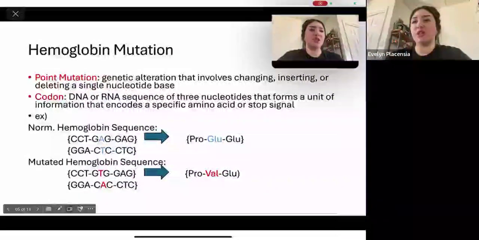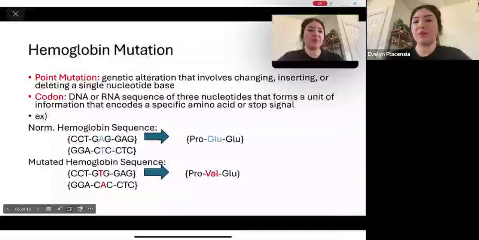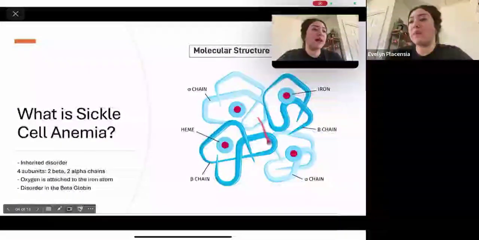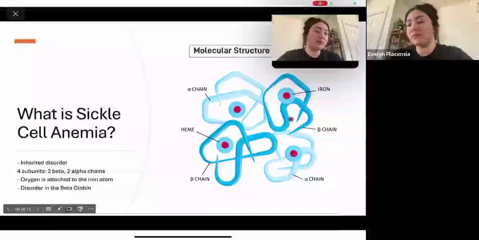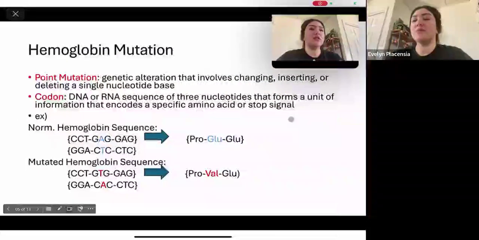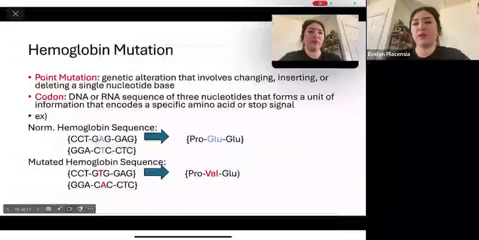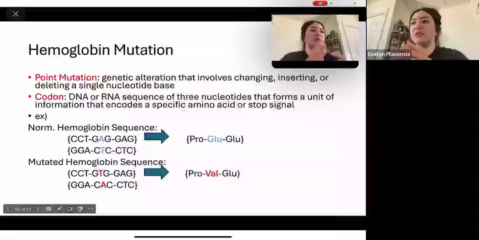This happens due to a gene mutation, hence the inherited disorder. The disorder happens with a mutation in the DNA gene sequence of the beta globin. Remember I said that it's composed of 2 alpha and 2 beta. The mutation occurs in the beta. This specific type of mutation is called a point mutation. It either includes insertion, deletion, or a simple change. Well, I wouldn't call it simple, but it is a change.